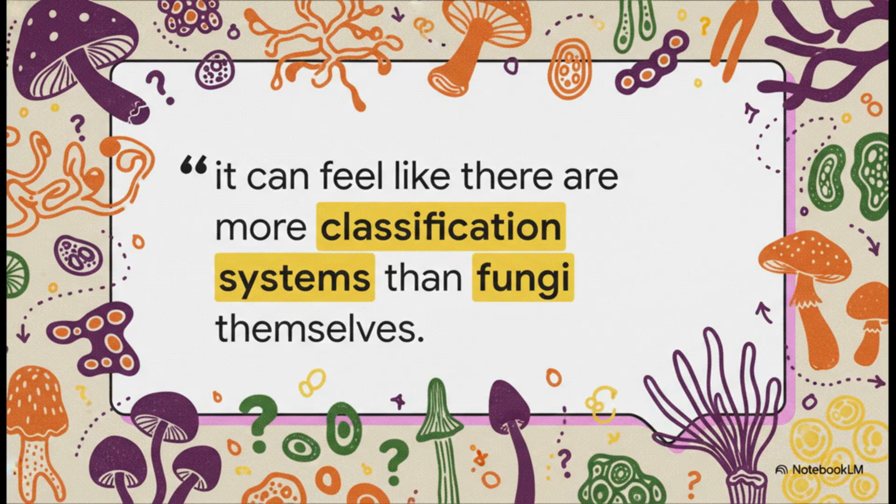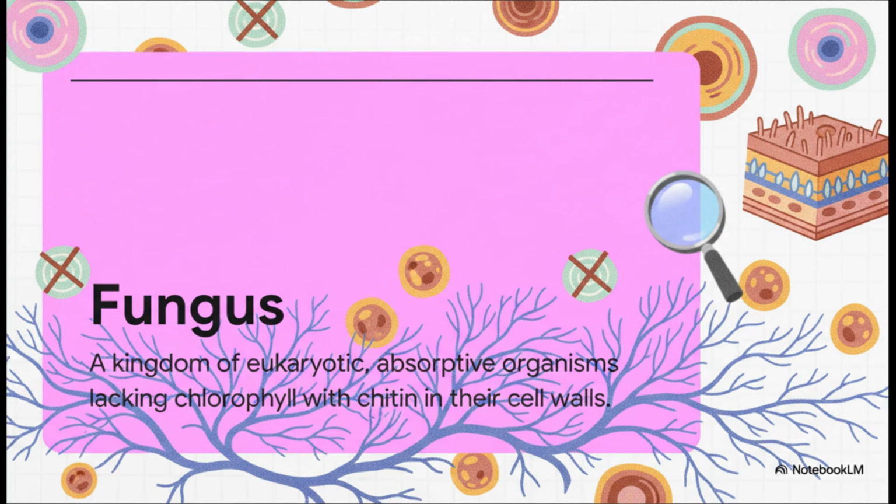Before we can even start to classify them, let's quickly ground ourselves in what makes a fungus a fungus. We are talking about an entire kingdom of organisms here. They're eukaryotes, so they have a true nucleus. They get their food by absorbing nutrients from their environment. They don't have chlorophyll, so no photosynthesis. And this is the big one, their cell walls are made of chitin. This is our baseline for everything, from a tiny yeast cell to a huge mycelial network.